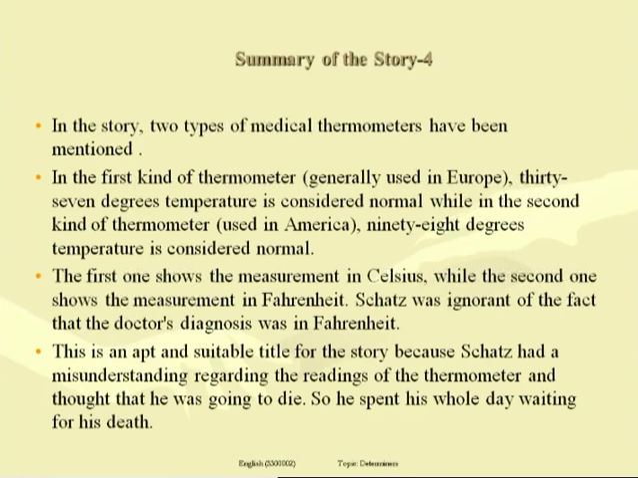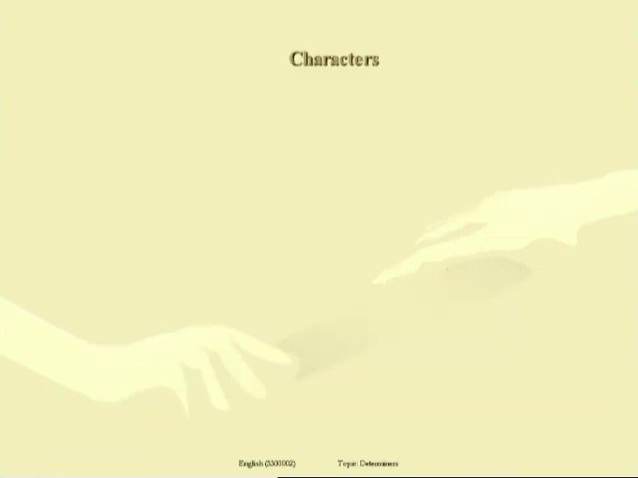This is an apt, very appropriate and suitable title for the story, because Shaz had a misunderstanding regarding the readings of the thermometer and thought that he was going to die. So he spent his whole day waiting for his death. So the title, A Day's Wait.